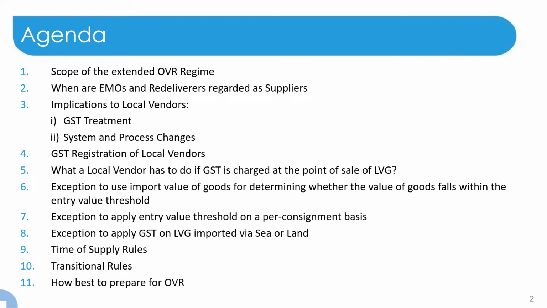First, we will start with the scope of the Extended OVR regime. Next, we will look at when EMO and Redeliverers are regarded as suppliers, followed by the implications of the extended OVR regime to local vendors. We will then look at the GST registration requirements for the local vendors before sharing more on double taxation for imports of LBG and the exceptions that are available to the local vendors.